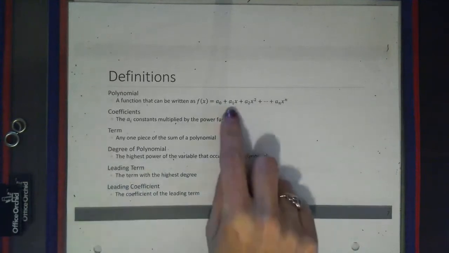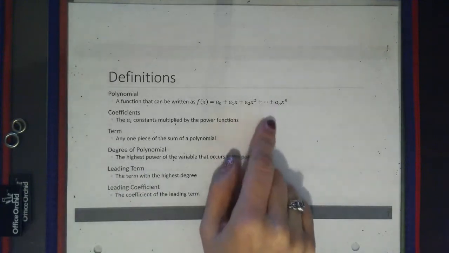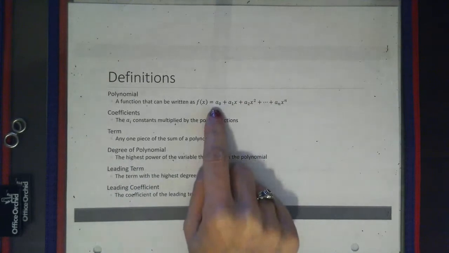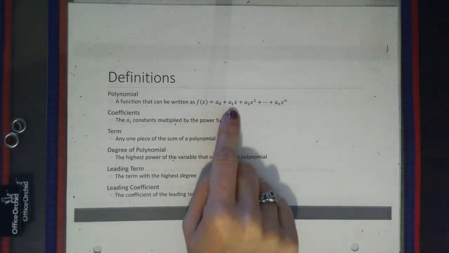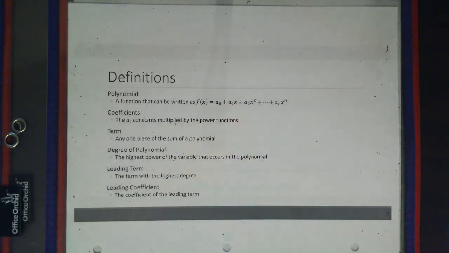Coefficients are the numbers out front. They're the a sub i constants multiplied by the power functions. So you'll notice that this polynomial is just a bunch of power functions added together with coefficients. A term is any one piece of the sum of a polynomial. So we have the term a sub 0, we have the term a sub 1 x, we have the term a sub 2 x squared. If you see a plus or a minus sign, that starts a new term.